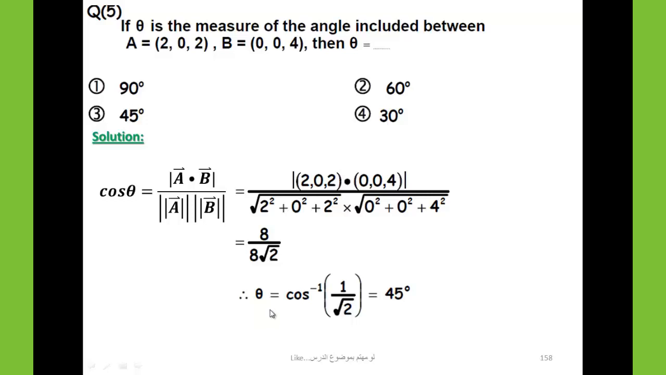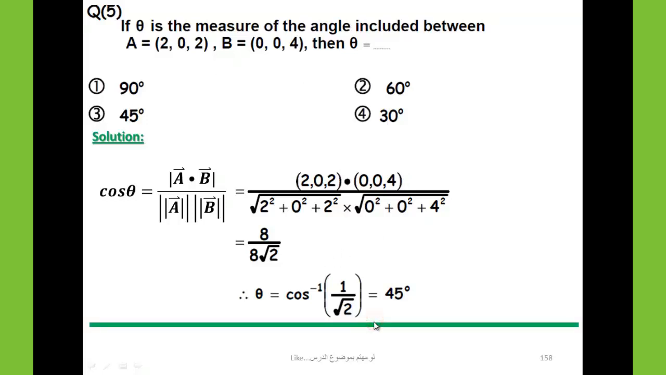So theta equals cosine inverse of 1 over root 2, which equals 45 degrees, as 8 over 8 root 2 equals 1 over root 2 in the simplest form. So the measure of the angle included between the two vectors is 45.